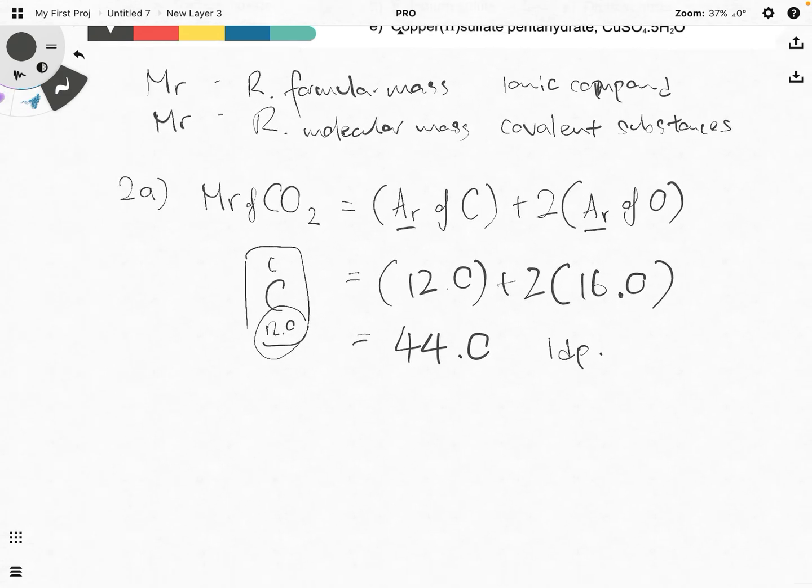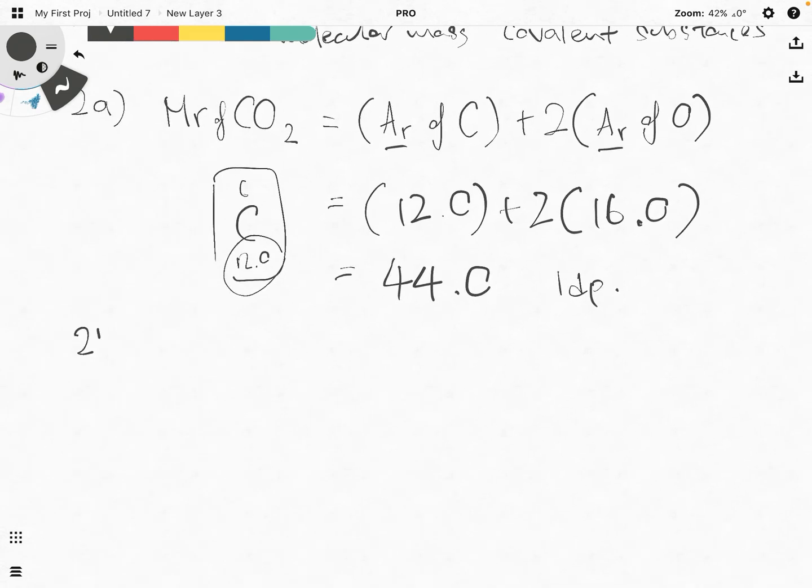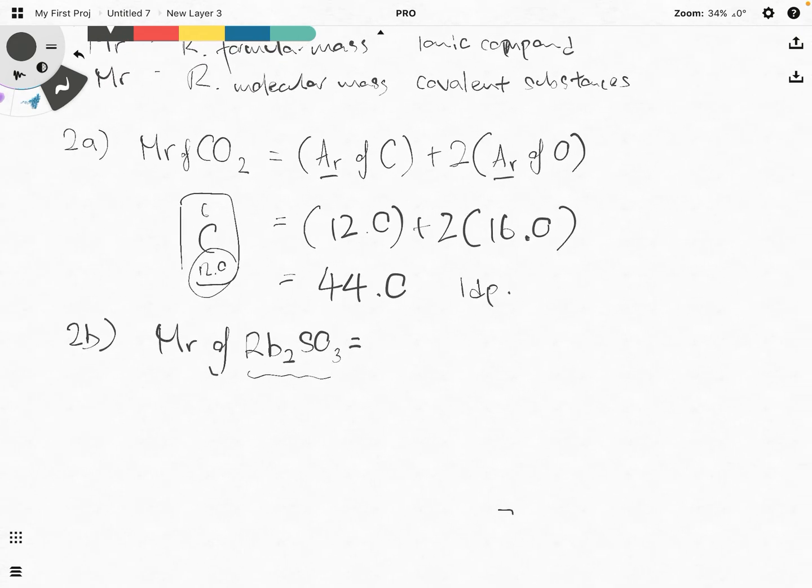Now let's try 2b. For 2b, we're looking at rubidium sulfite. Again, we'll write down, we want to find out the relative formula mass, because it's an ionic compound of rubidium sulfite. So you need to write down the chemical formula correctly first. This is the unit formula. Okay, so how do you find out the relative formula mass of this ionic compound?